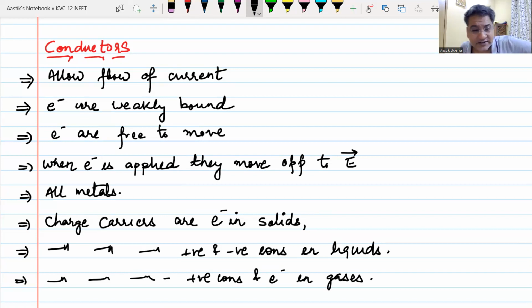So do we understand conductors? Yes or no? Have you noted it down? Okay, these are conductors. Then there is something which is opposite to that of a conductor. What are those? Insulators. So that is the next heading, insulators.